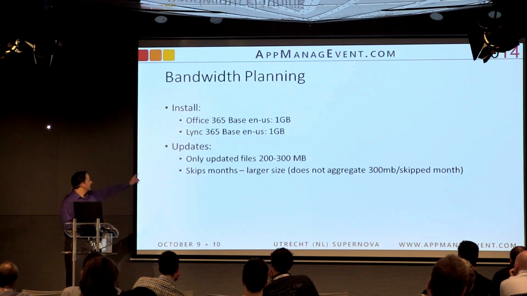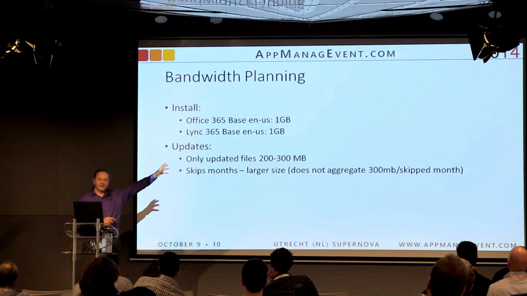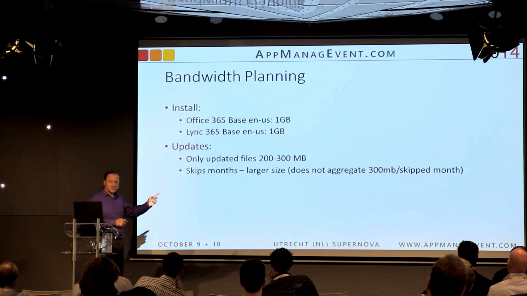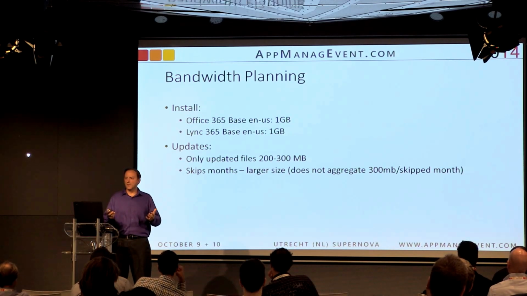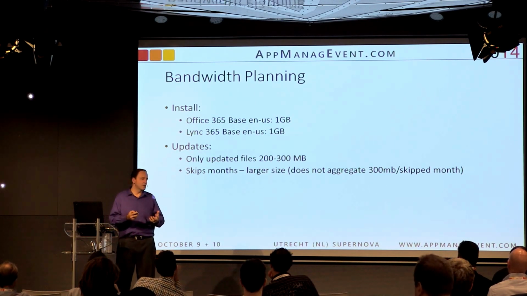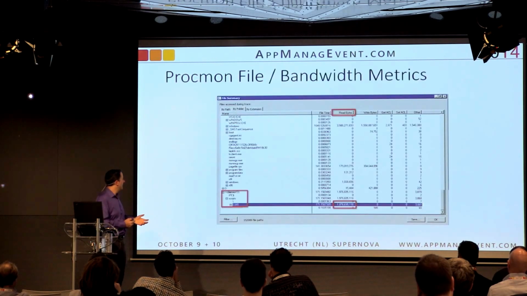Bandwidth planning: it doesn't matter what subset of Office you're deploying, you're going to have a gigabyte coming down across to the client. Monthly updates I've found to be 200 to 300 meg. If you skip months, it can get bigger, although we just skipped 3 months and it was super small. So it depends on the activity of Microsoft's dev team and how much fixing and integration and upgrading is going on. So it's going to be very variable month to month.